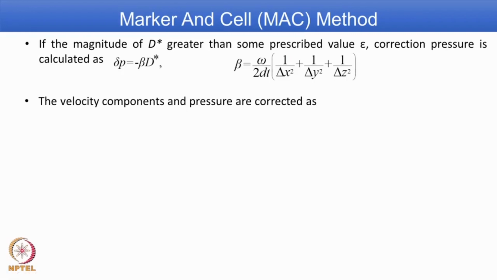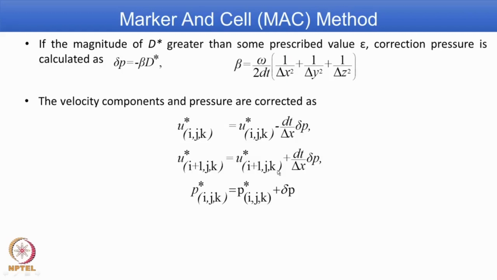Velocity components and pressure are corrected as given here. What is shown here is again for only the u velocity component. So, u star i, j, k, we are writing it for 3 dimensions, hence you get 3 subscripts, equal to u star i, j, k minus dt by delta x times delta p. The adjacent node also should be corrected, that is u star i plus 1, j, k equal to the old one plus correction in pressure. Similarly, the pressure is also corrected. So, in this equation u star on the left side is a new velocity, p star is a new pressure. You can use them as u star or you can write it as u itself, it is immaterial. What is to be noted is this is a corrected velocity and corrected pressure.